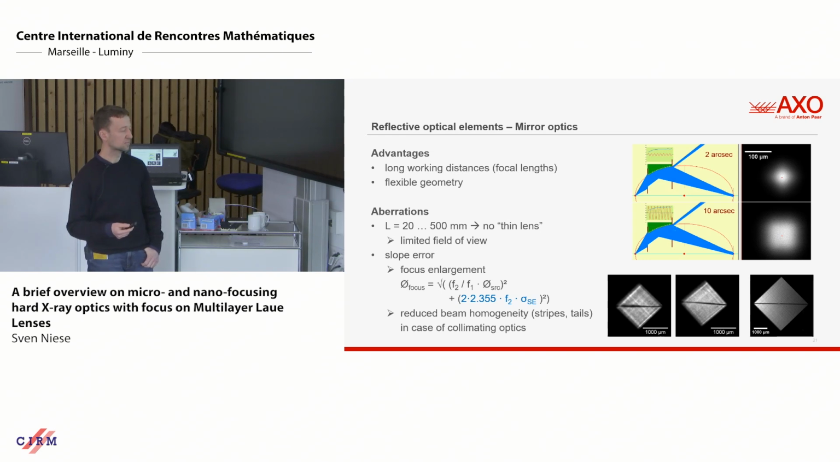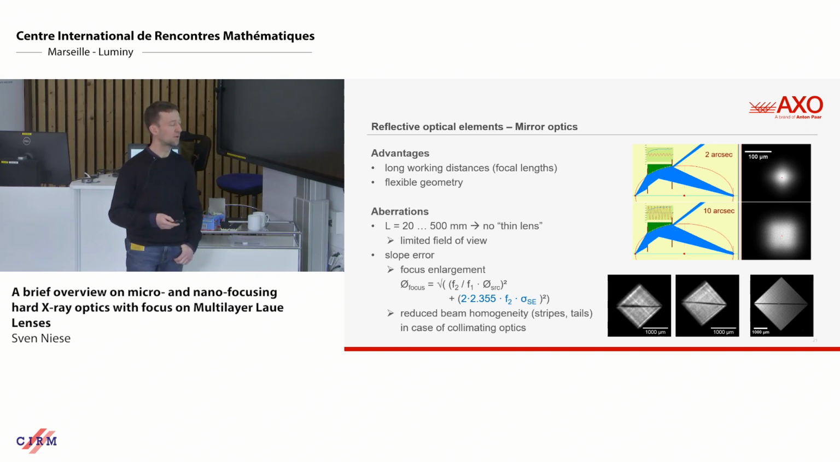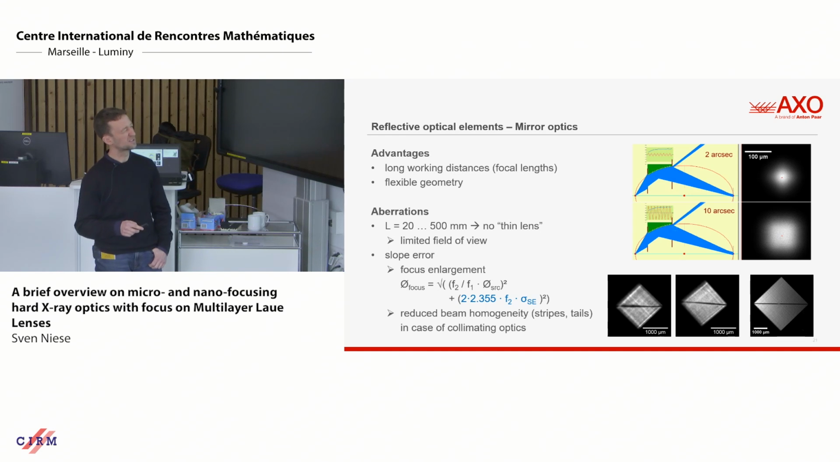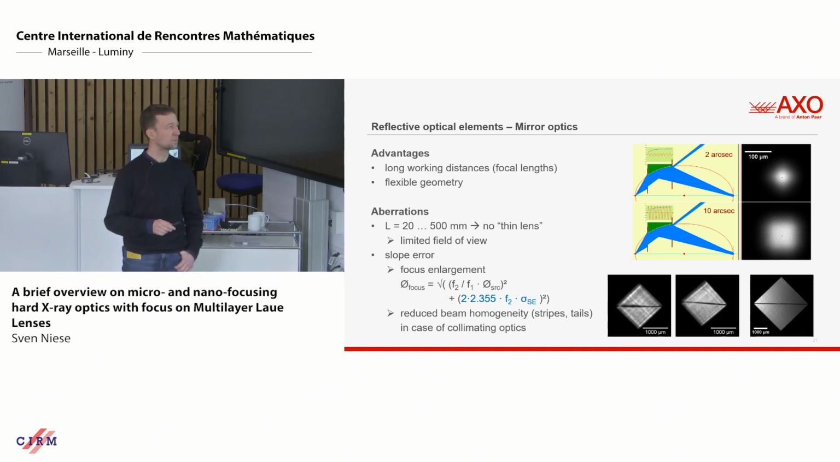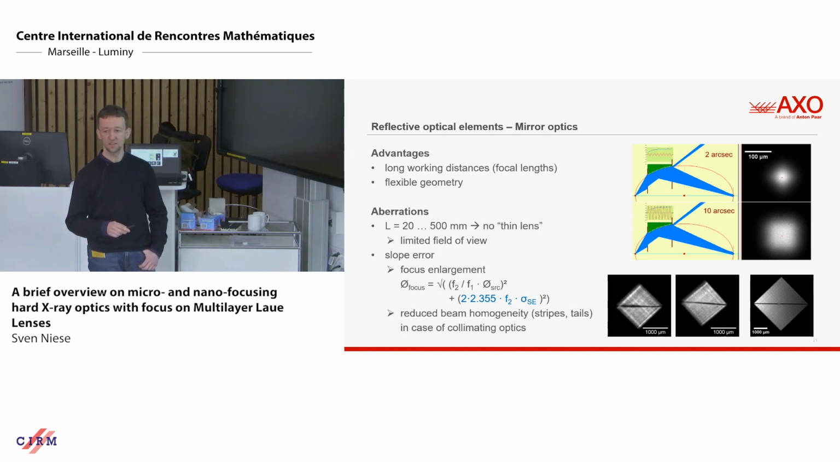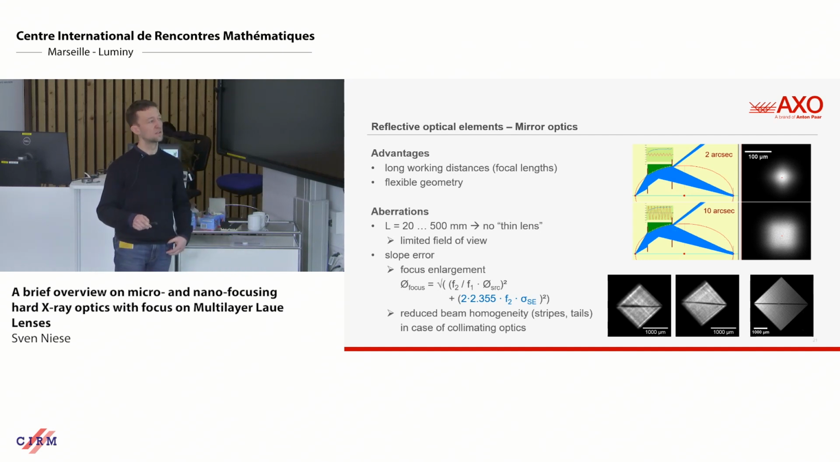Also, since we typically want to employ the long focal lengths, if you do the calculation on the focus enlargement, we do have an optics with a focus to focus length here. I guess this was in the order of 400 millimeters. If we have 2 arc seconds of slope error, we get a nice small focus. If we have 10 arc seconds, well, it's not much, but still it blows up the focus and kind of limits the effectivity of the optical system.